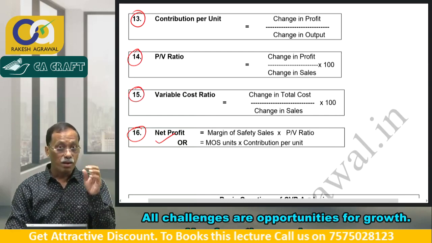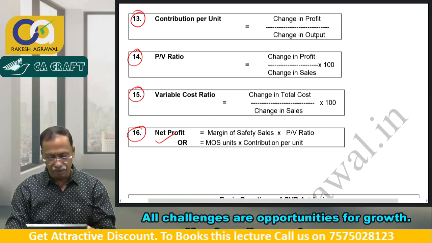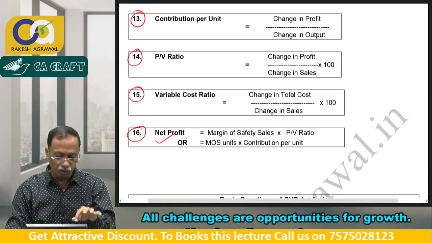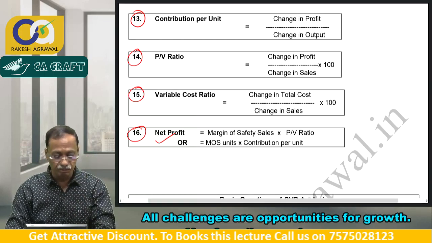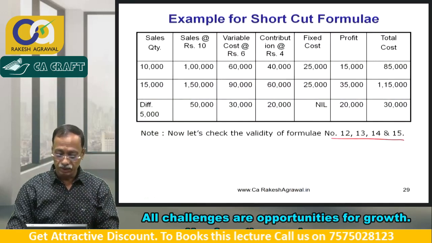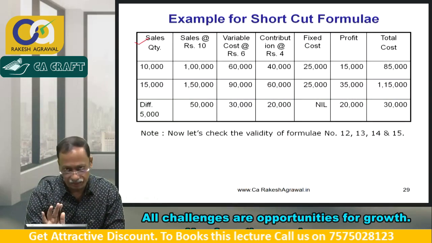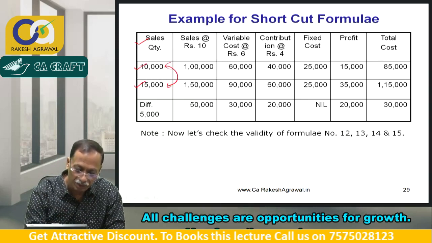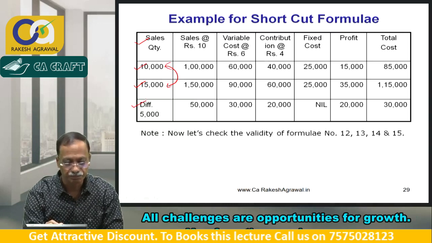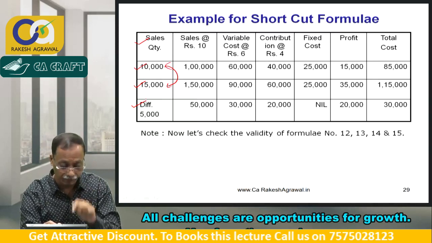Now, to discuss the logic which works behind these four formulas, I am taking an example which you have to write down also. You will also write down that example, and then we'll use all the four formulas and see the logic behind them. I'll explain the example first. I have taken sales quantity of 10,000 units and 15,000 units, and the difference between these two is 5,000 units. So the last line is the differential line, the difference between the two levels of activity.